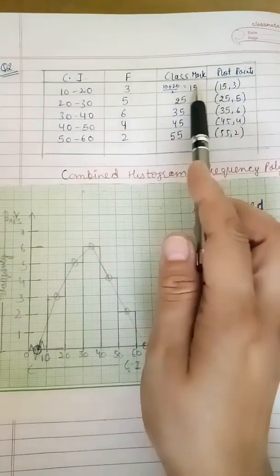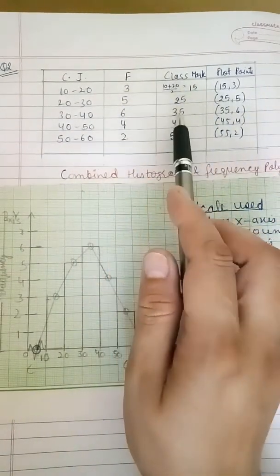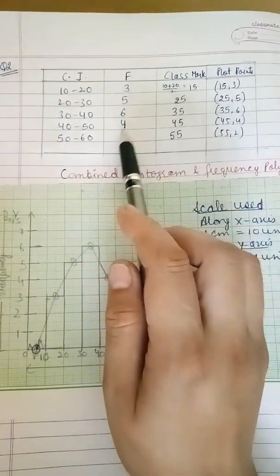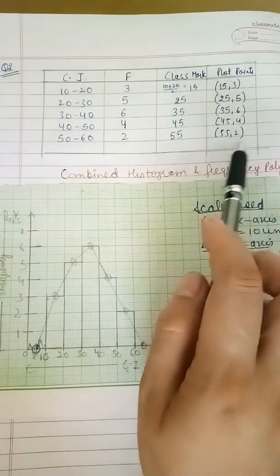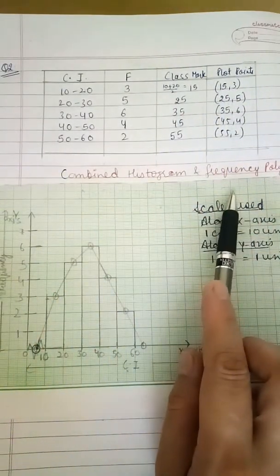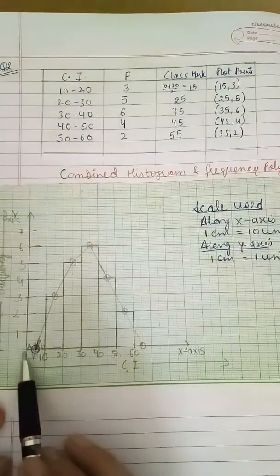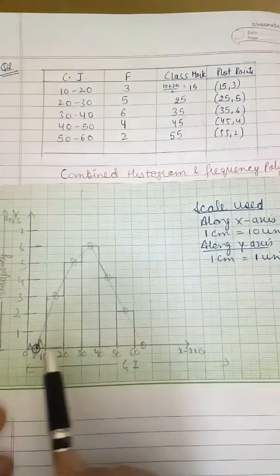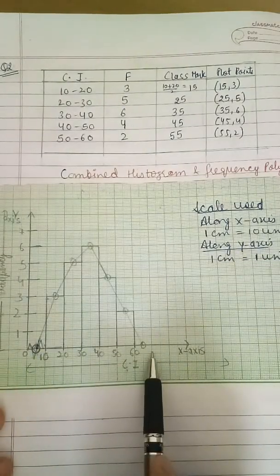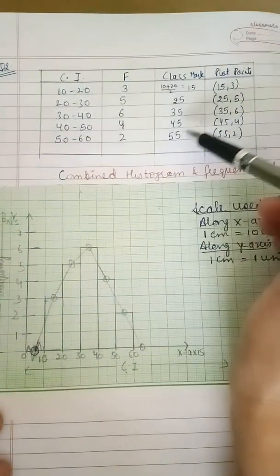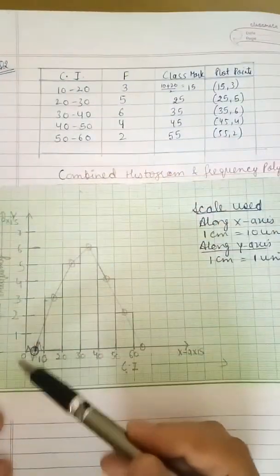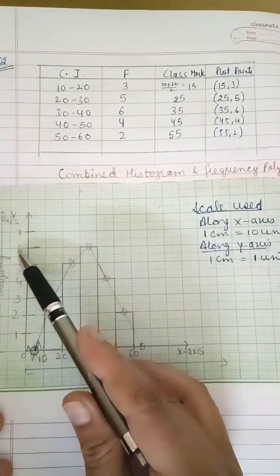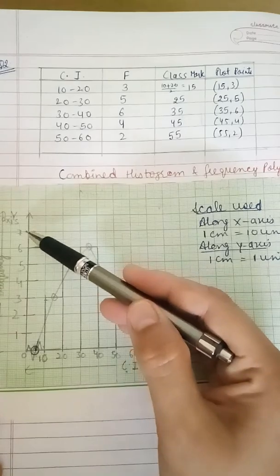Then we will plot the points 15, 3, 25, 5, 35, 6, 45, 4, 55, 2 on the graph paper. How to make the combined histogram and frequency polygon? First of all, these values 10, 20, 30, 40, 50, 60, you will plot along the x-axis, and here the maximum value is 6. So then 1, 2, 3, 4, 5, 6, 7, you will make along the y-axis.